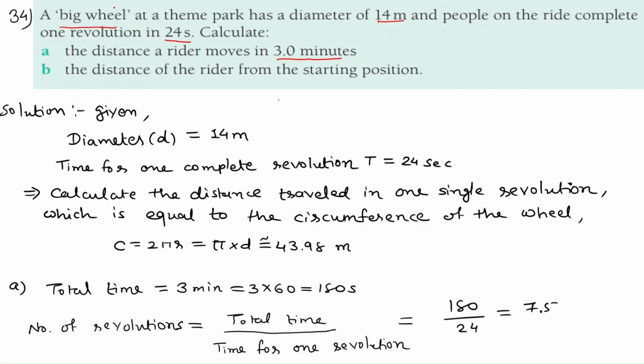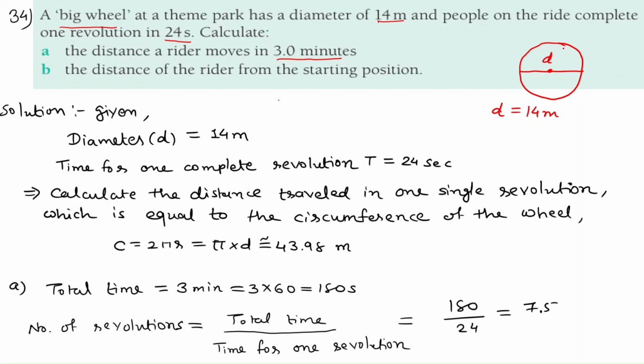In this question, they mention a big wheel. It is circular in shape. They say big wheel means it is kind of a circle. Now, its diameter is 14 meter. So this is the center of the big wheel and the diameter D, you can say. So D is equal to 14 meter. Now, people ride and complete one revolution in 24 seconds.